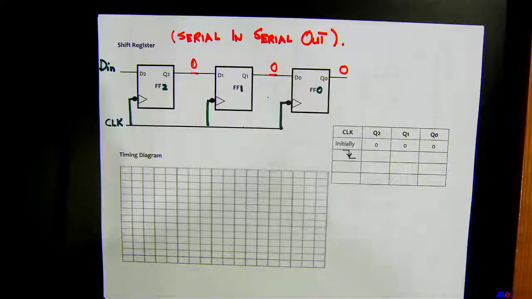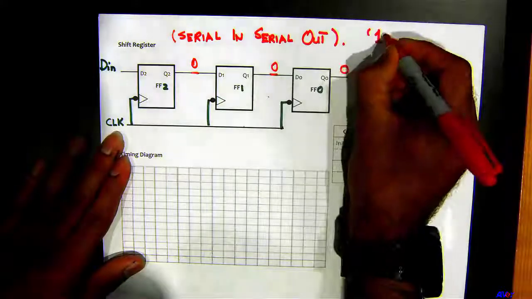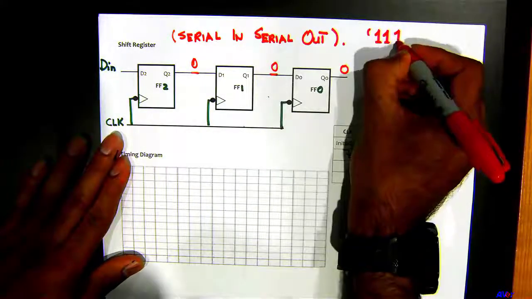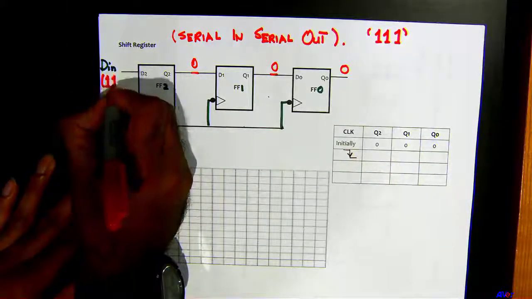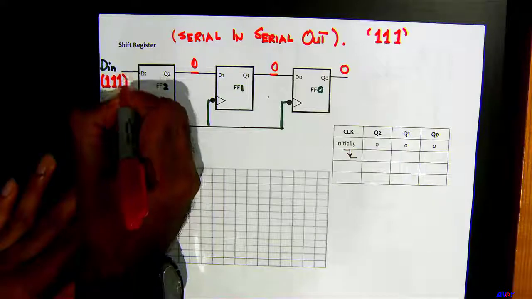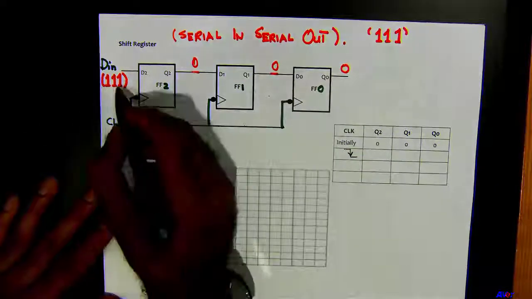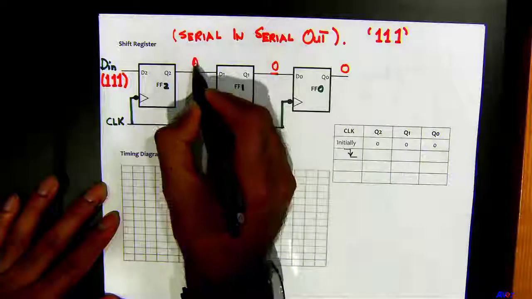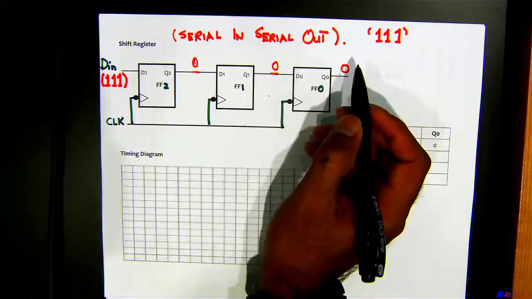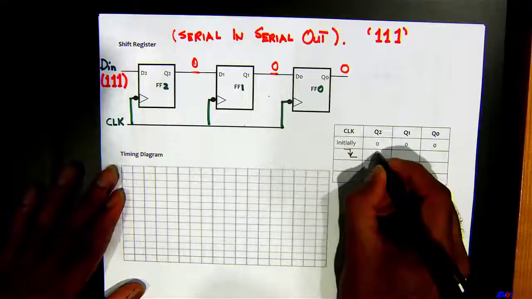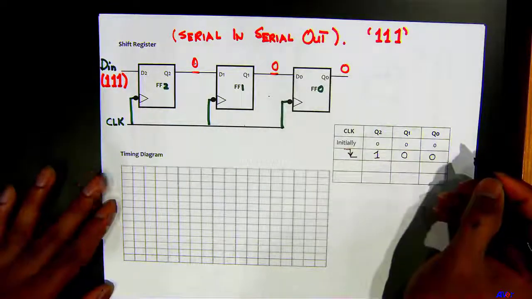we have data here, which is 1, 1 and 1, basically coming in. So when the first negative edge clock comes in, this 1 will move over here, this 0 will move over here, and this 0 will move over here, correct? So what would be the outputs here? You'll have Q2 as 1, Q1 0, and Q0 0, correct?